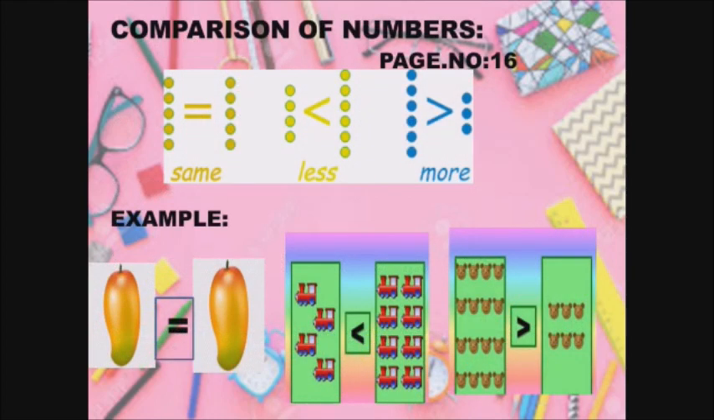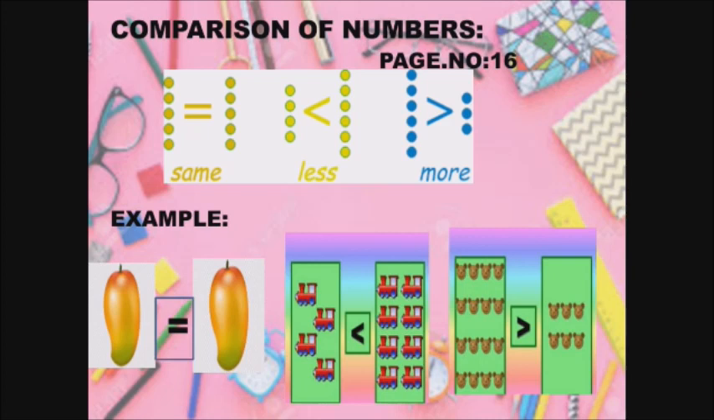See here, comparison of numbers on page number 16. To compare numbers, we will use three symbols, that is equal to, less than and more than. See here, you have some examples. By seeing these examples, you can find out the symbol for equal to, less than and more than. See the first picture, mango is there. Both the sides are one mango, so we have to put the equal to sign. If both the sides are the same number, we have to put the equal to sign.